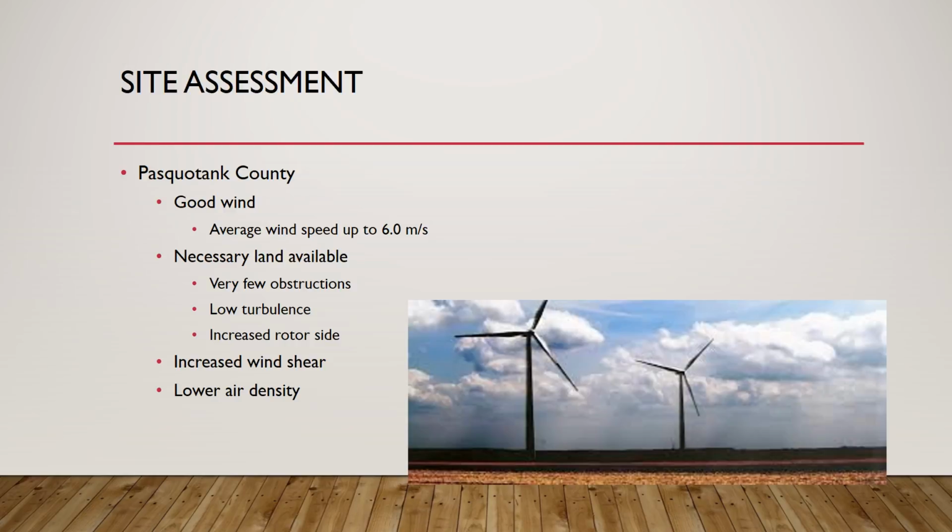Any turbulence where the blades are shaky because the wind isn't steady creates a sort of drag, and so the wind turbine doesn't pick up as much power as it could otherwise. And so low turbulence is key for a site assessment, and this also increases the rotor size. The more area your blades can cover, the more power you're going to pick up, and so that is another plus. This also allows us to install a larger tower, which increases the wind shear.